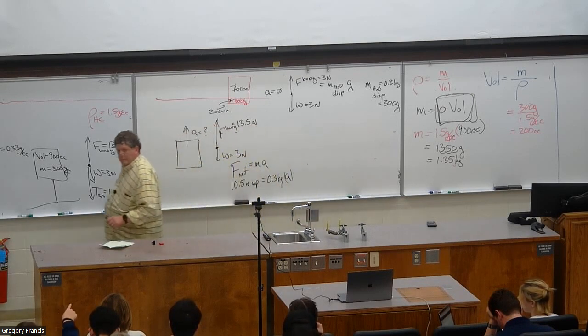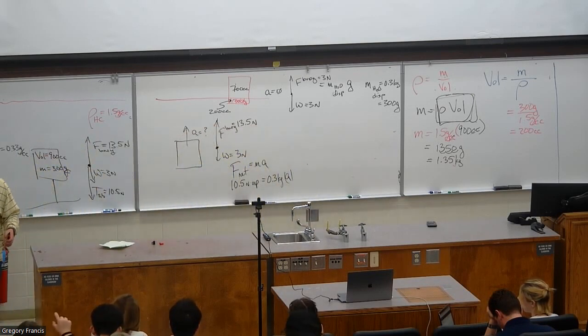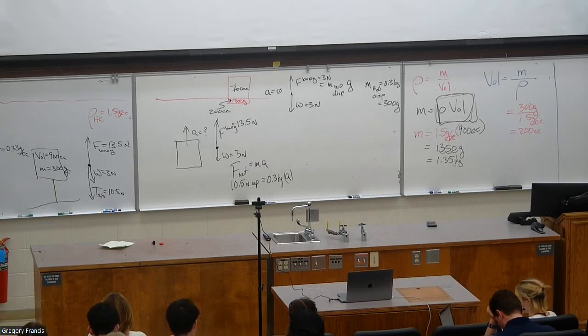So originally with the 300, that was what it was displacing in water. When it was in water, in both cases, we had to displace 300 grams of liquid. With water, it's 1-for-1, so it was 300 cc's. With heavy cream, it's 1.5-for-1, so it's only 200 cc's.